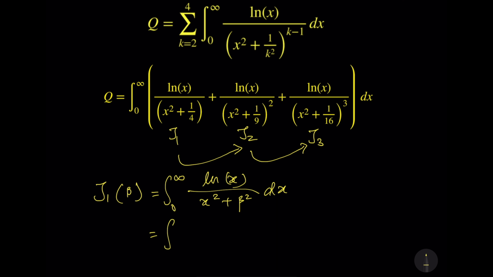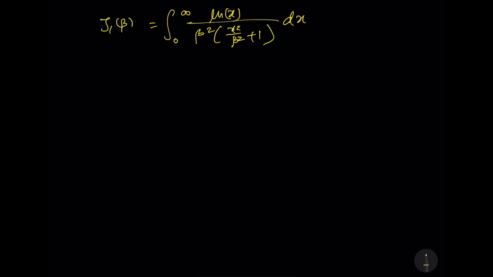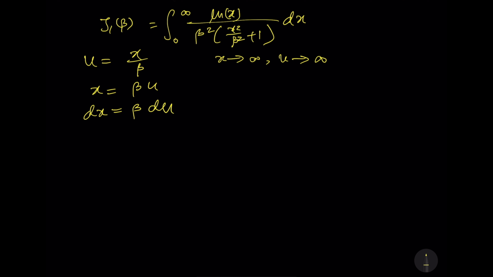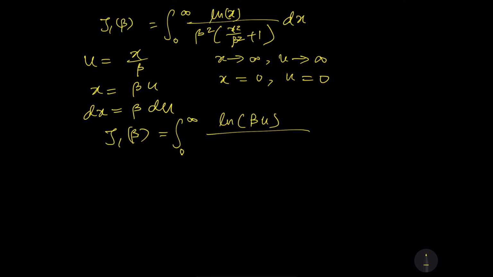For the denominator, we factor beta squared out, which means we have beta squared multiplied by x squared divided by beta squared, plus 1. Next is to do substitution. Define u equals x divided by beta. Therefore, x equals beta u, dx equals beta du. When x is infinity, u is infinity. When x equals 0, u equals 0 as well. And then J1(beta) becomes the integral from 0 to infinity of natural log beta u divided by beta squared multiplied by u squared plus 1, and then beta du.